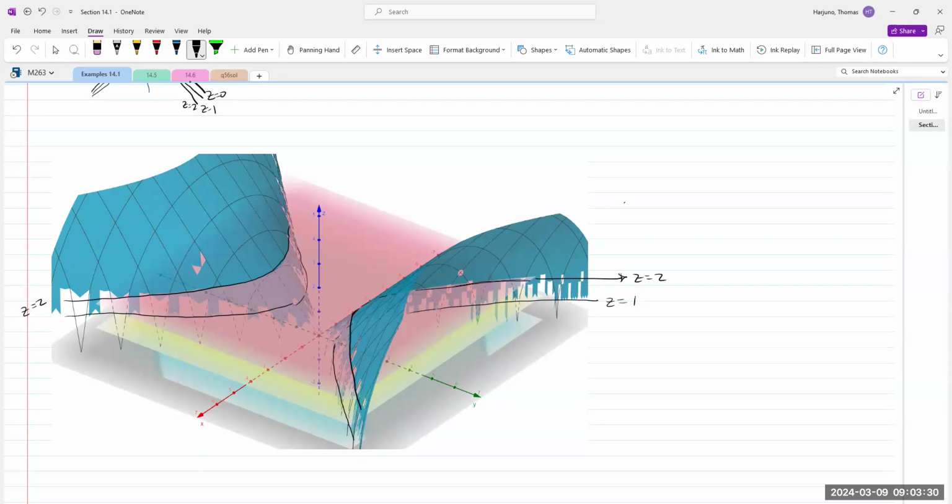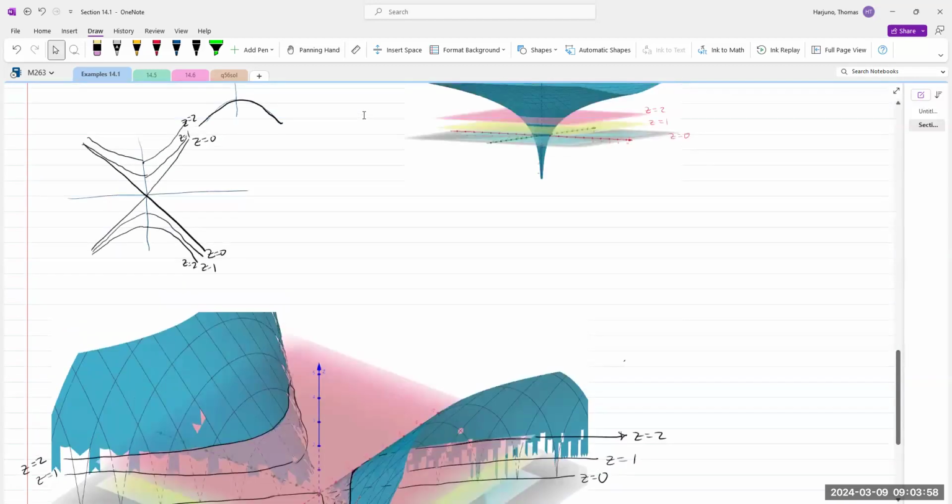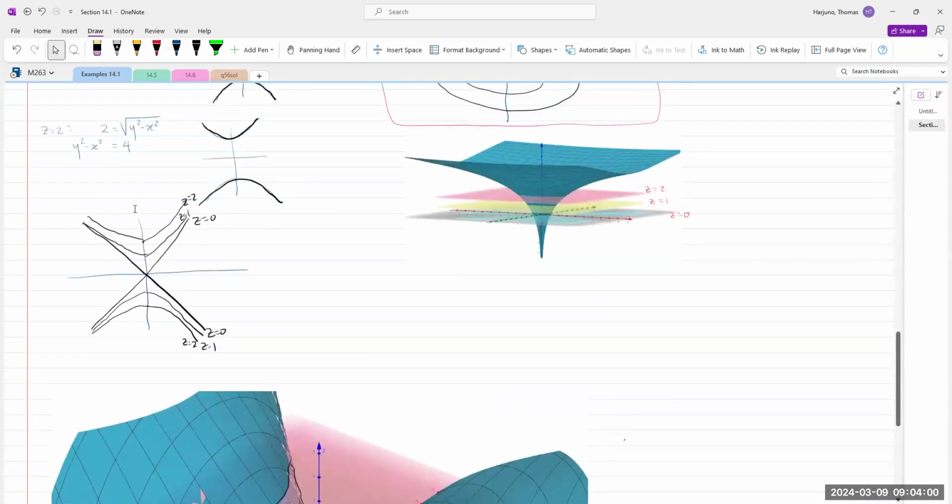It's kind of hard to imagine. It's c equals 1, and this one here is when c equals 0. It's a straight line, right? It's c equals 0, like that. Which, if we see from above, looks like this.